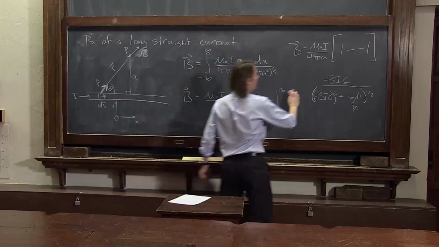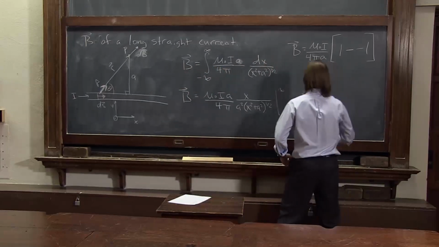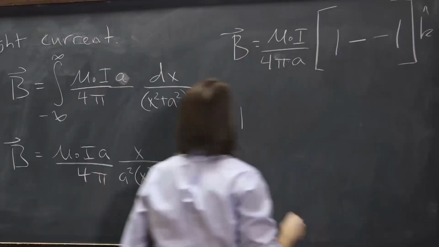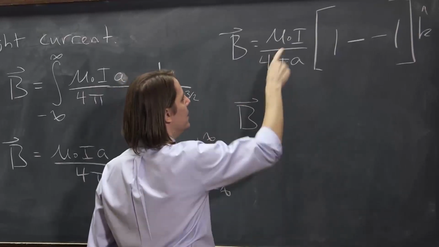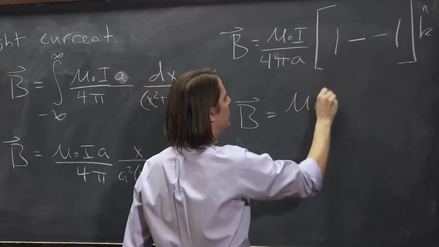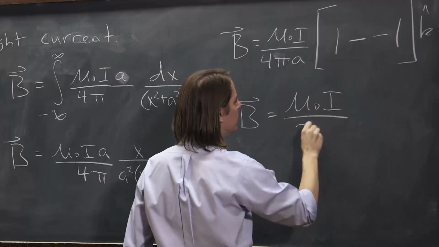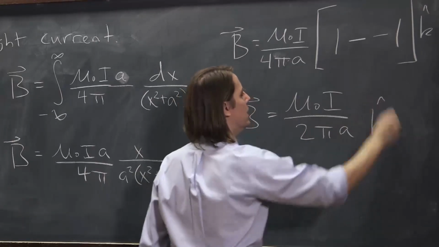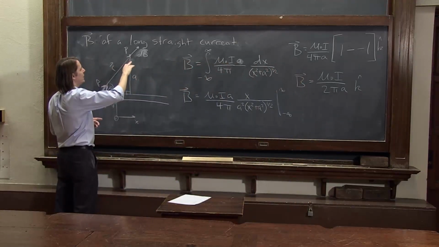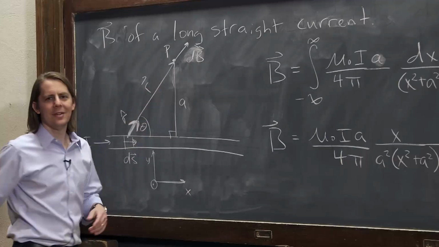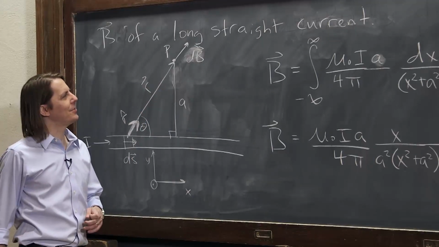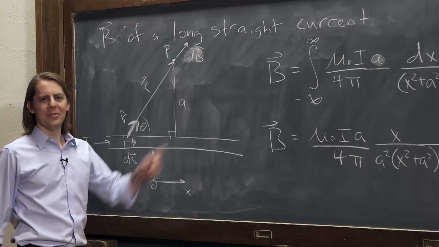So let me get this out of the way. And let's see, then you get a B in the k-hat direction. B is, this is going to be a 2, and it's going to knock that 4 down to a 2. It's mu naught I over 2 pi a in the k-hat direction. That's telling us, once we add up all these dB fields, that's the B field we're going to get.